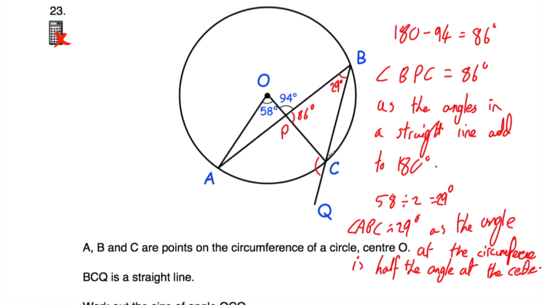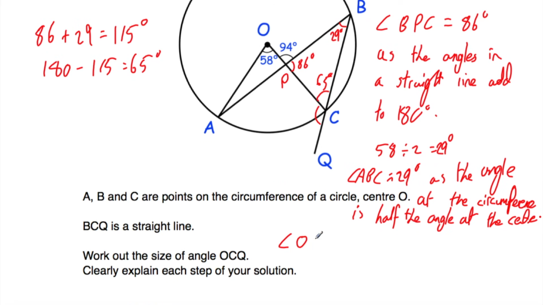Now this is great because we've now got this triangle. We can find the size of this missing angle, angle BCP, by just doing 86 plus 29 and taking that away from 180. And then we can get that answer and take it away from 180 to find the size of angle OCQ. So let's do that. 86 plus 29 is equal to 115 degrees, and 180 take away 115 is equal to 65 degrees. So this angle here is 65 degrees. So let's write that down. Angle OCB equals 65 degrees, as the angles in a triangle add to 180 degrees.